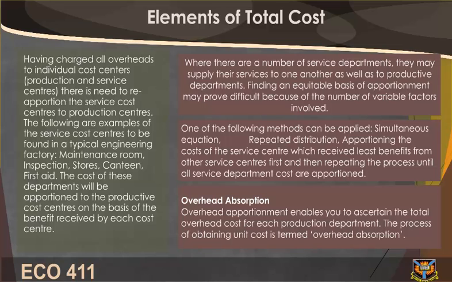by each cost center. Where there are a number of service departments, they may supply their services to one another as well as to productive departments. Finding an equitable basis of apportionment may prove difficult because of a number of variable factors involved. One of the following methods can be applied: simultaneous equation, repeated distribution, apportioning the cost of the service center which received least benefits from other service centers first, and then repeating the process until all service department costs are apportioned.